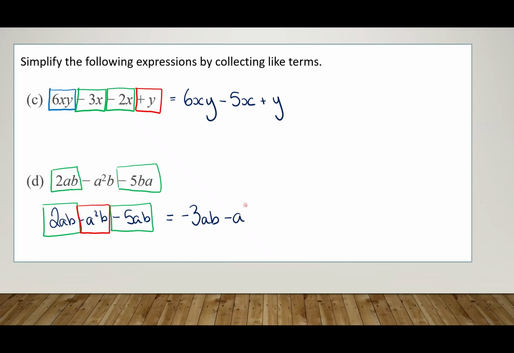And then the minus a squared b, there's nothing I can add to that, it's all on its own, so I'm just going to pop that at the end. And you can see, watching out for signs, the a squared b was negative, it had that minus in front of it, so in my answer it's got the minus there as well.